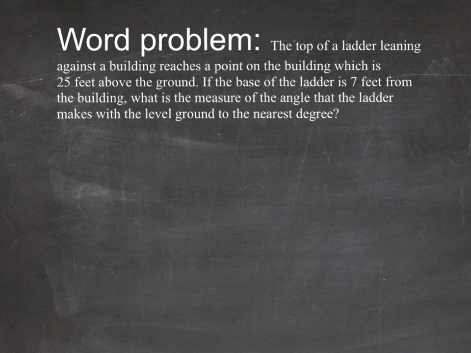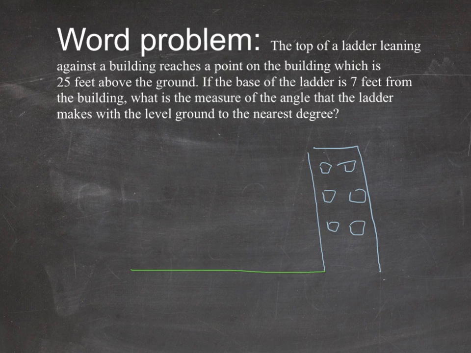So let's draw ourselves a little picture. So I have the ground here, which they're telling me is level. Okay, and then I have a building here, let's say at the end. So here's my building with some windows and a door. And then I have a ladder leaning against the building. So let's draw on the ladder, which is, let's say here. Okay, so I want to figure out the angle that the ladder makes with the ground. So I'm looking for this angle here. And I know that this is a right angle, the ground with the building.